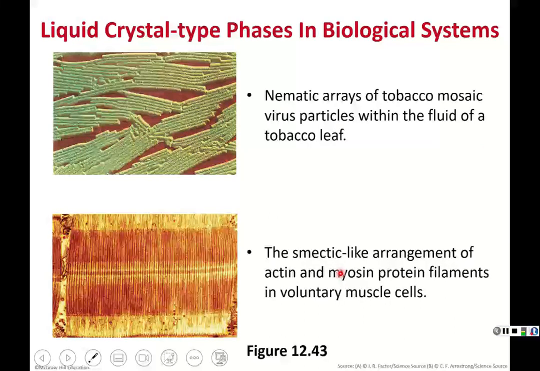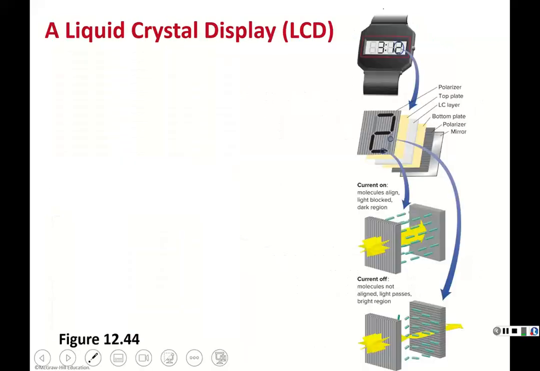You can look in nature to see some liquid crystal type phases. Some viruses look sort of like this, very ordered. The actin and myosin filaments in muscle cells also look like this. Very, very ordered structure, but they're a very fluid molecule.